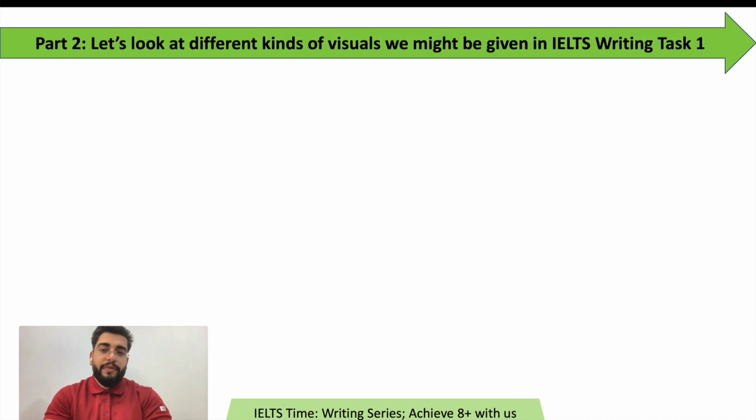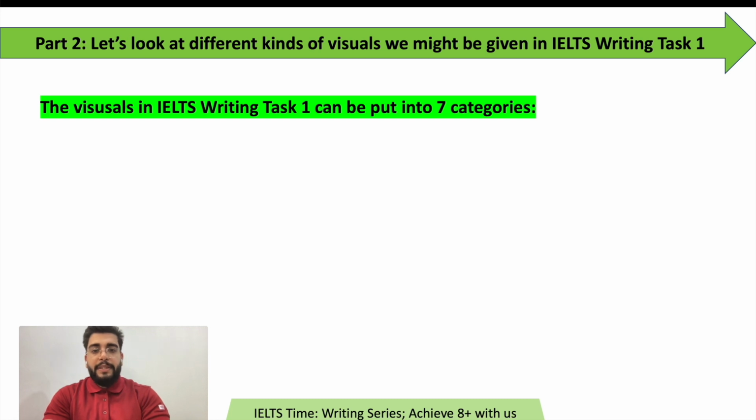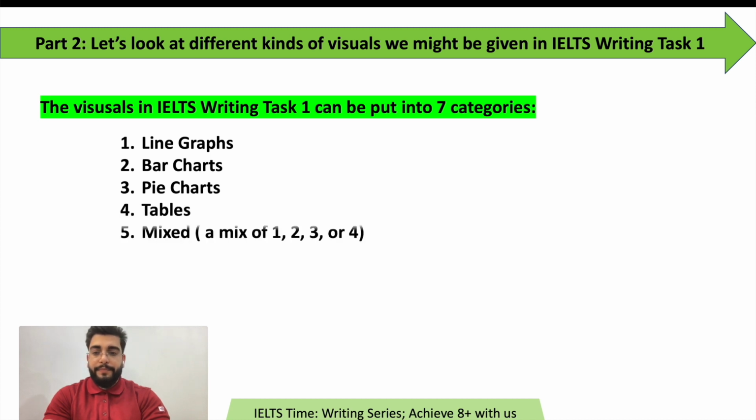Now, in the second part of the video, we need to become familiar with different kinds of visuals. They can be simply put into 7 distinct categories. The first one, line graphs, bar charts, pie charts, tables, mixed. We call it a mixed visual only because sometimes you have a line graph and a table at the same time, or a bar chart and a pie chart at the same time, or a bar chart and a table. That's why we call it mixed visual.